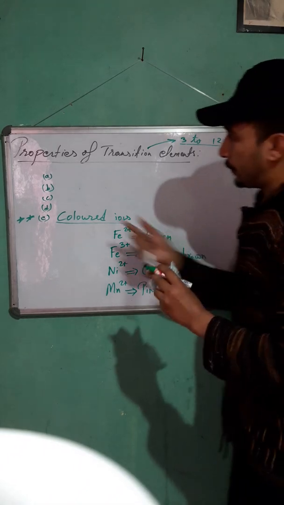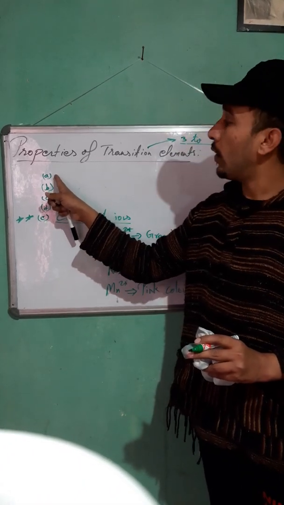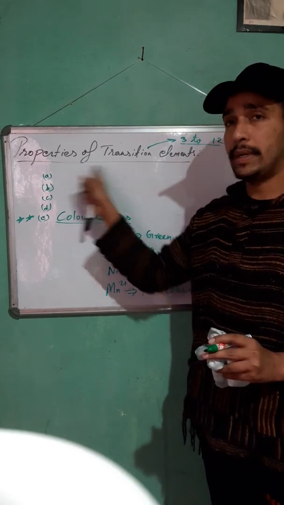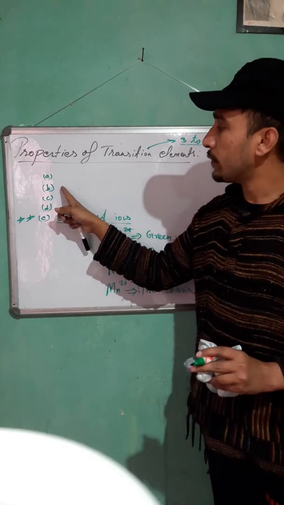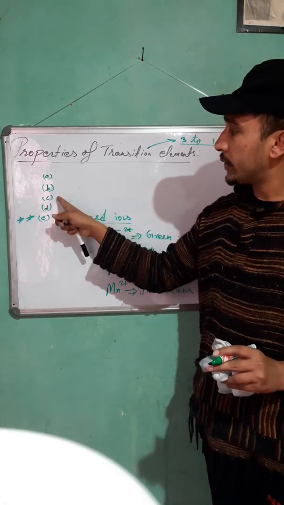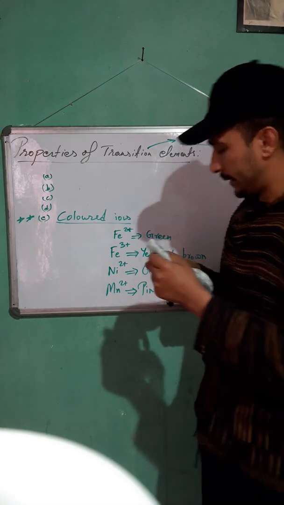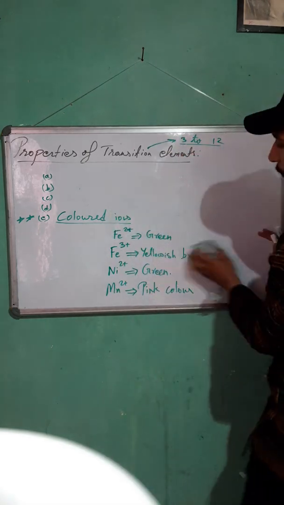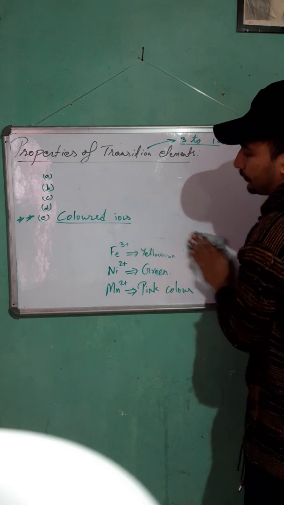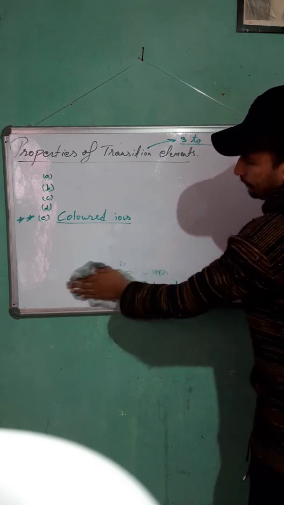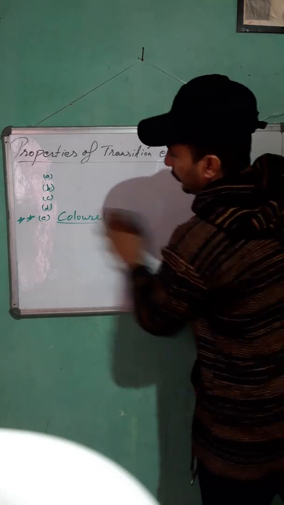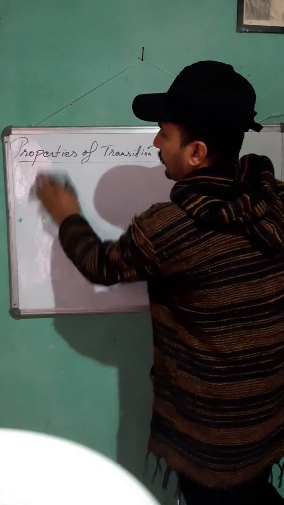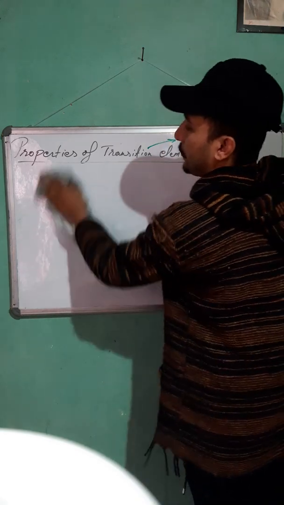Okay, so first, they are all metals. Number B, what I said, they are good conductors of heat and electricity. Number C, they show variable valencies. Number D, they form colored ions. Okay, so you write at least 5 or 6 properties.